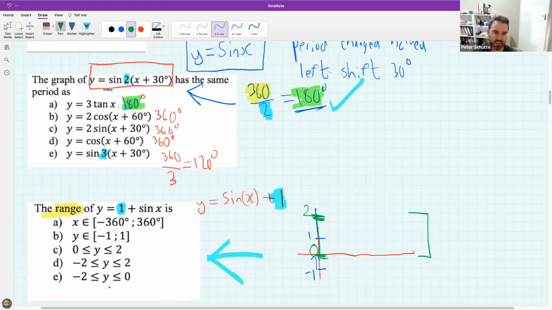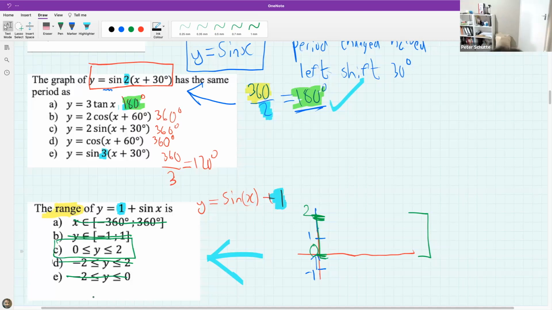Now, which of these 5 options corresponds to 0 to 2 for the y values? So it's not this, and it's not this, because that's a normal sine graph. It's not that, and it's not that. The answer is going to be that one, between 0 and 2.